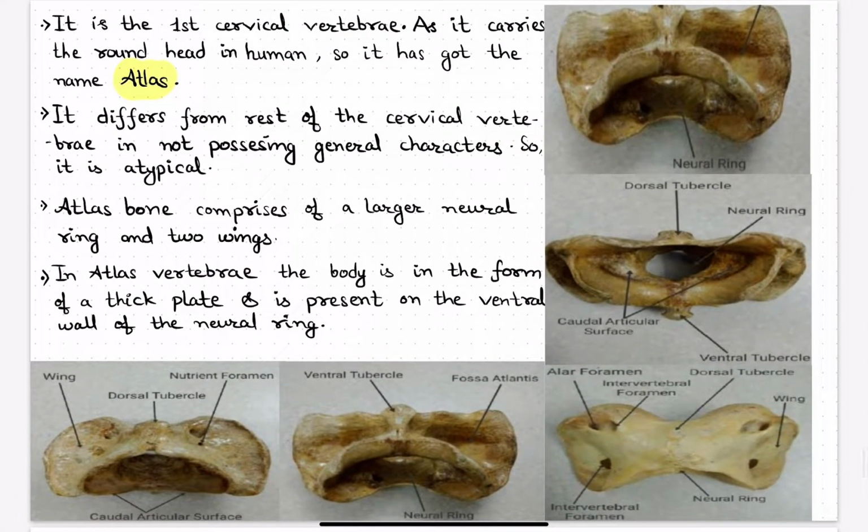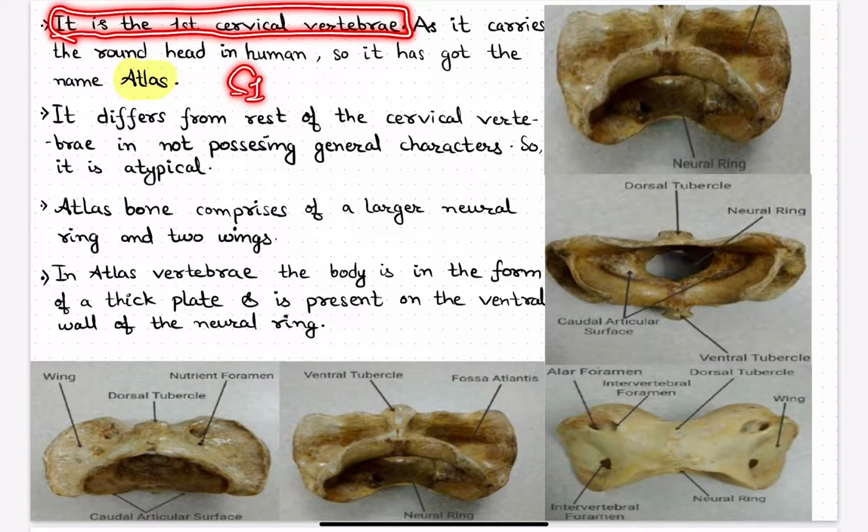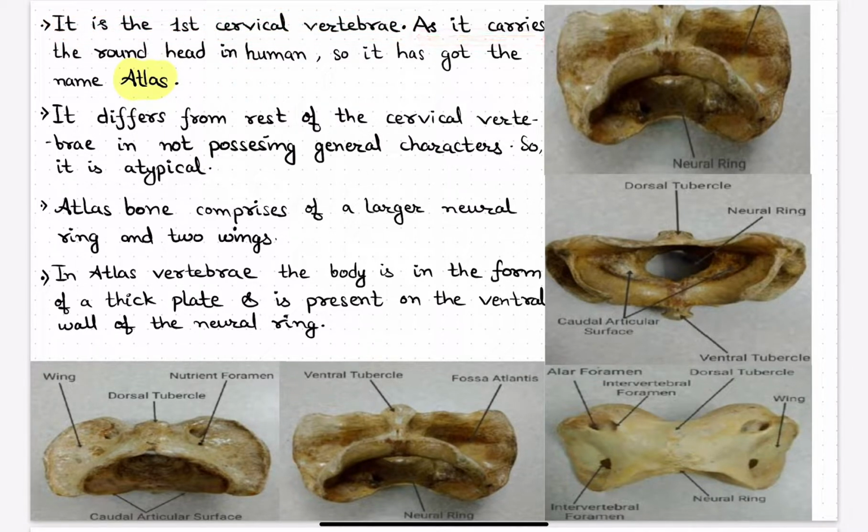Now let me get into detail about the atlas bone. It is the first cervical vertebra, C1. Atlas is the first cervical vertebra as it carries the round head in humans. As the atlas bone carries the round head in humans, it has got the name atlas. Why is the first cervical vertebra called atlas? Because it carries the whole weight of the head.